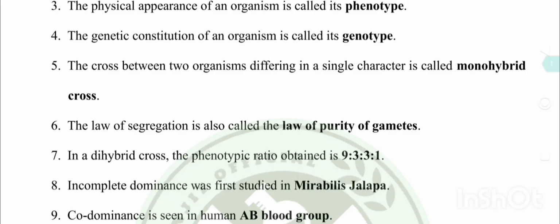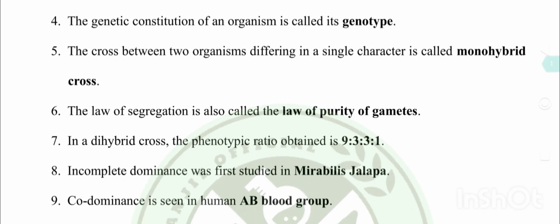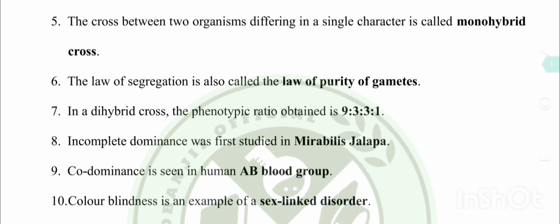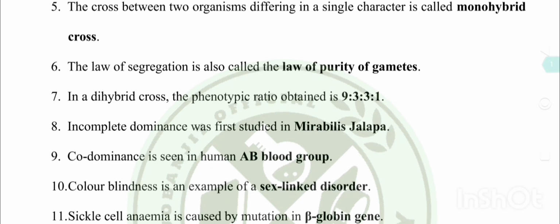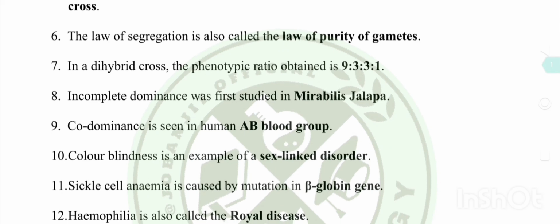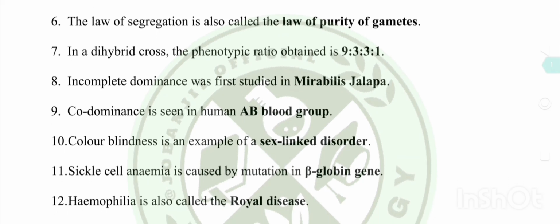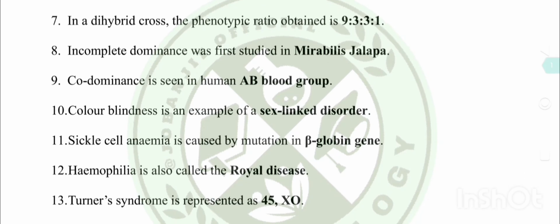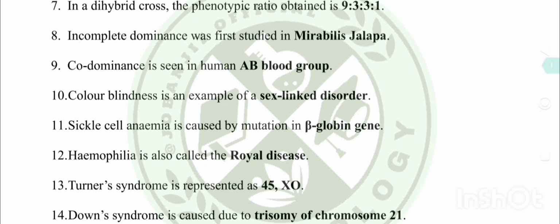5. The cross between two organisms differing in a single character is called monohybrid cross. 6. The law of segregation is also called the law of purity of gametes. 7. In a dihybrid cross, the phenotypic ratio obtained is 9:3:3:1. 8. Incomplete dominance was first studied in Mirabilis jalapa. 9. Codominance is seen in human AB blood group.